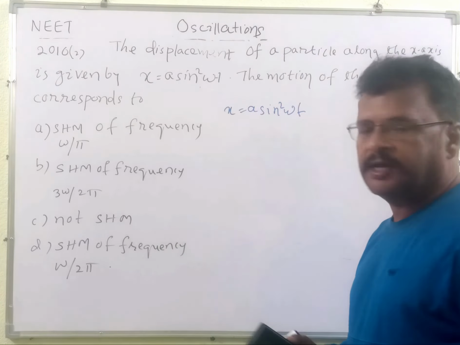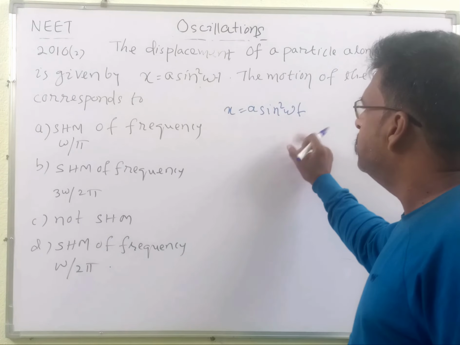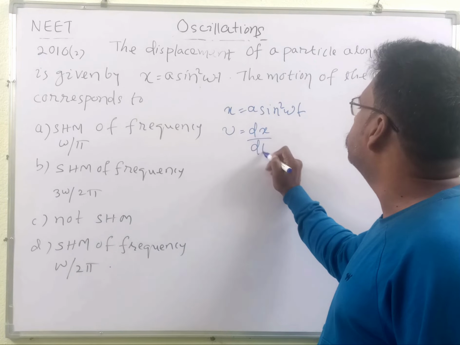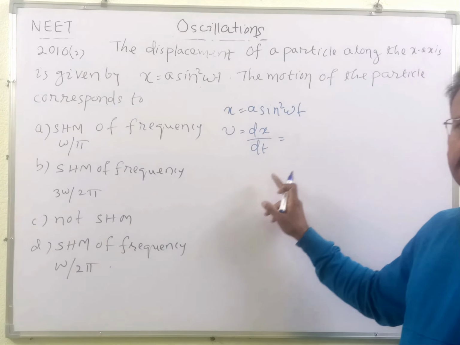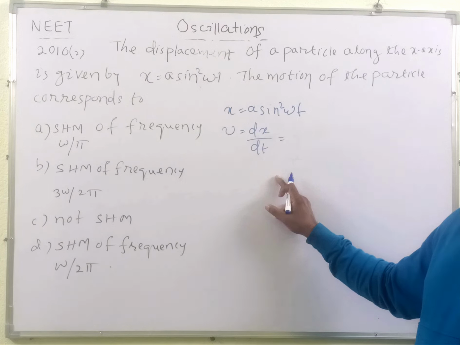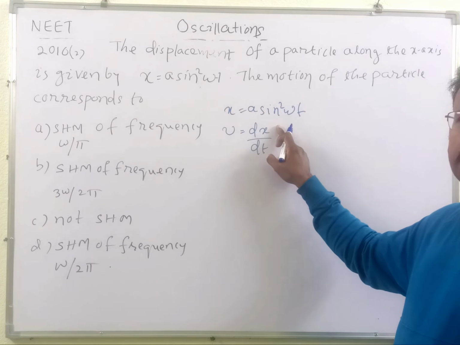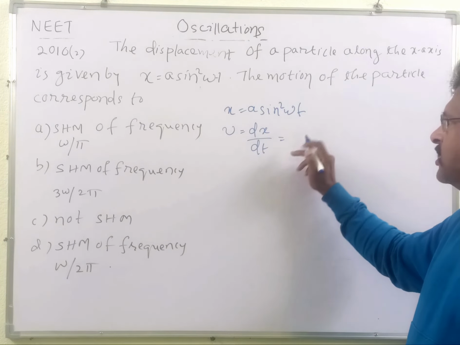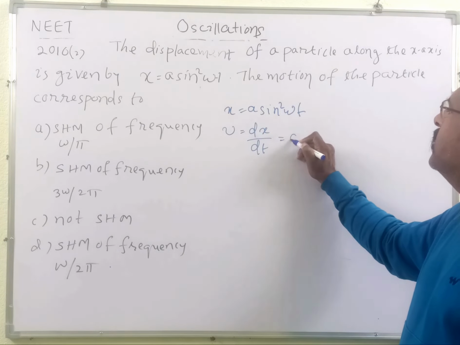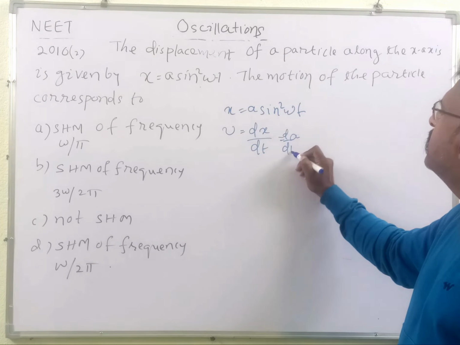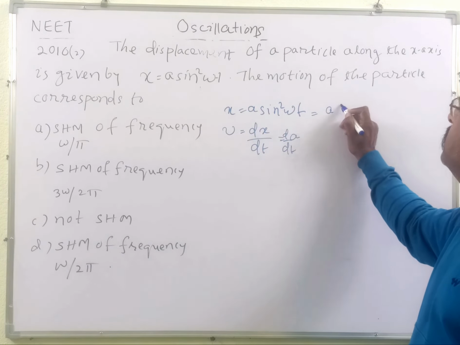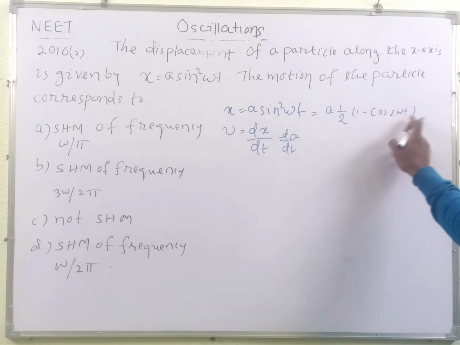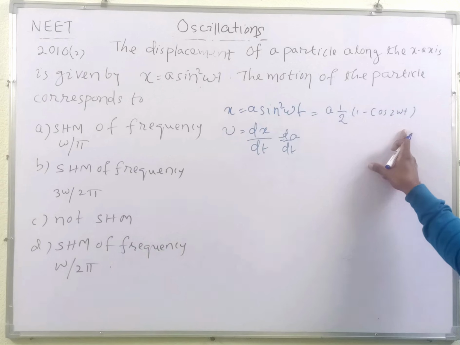So student, it is given x is equal to a sin square omega t. From this we can find out the velocity of the particle dx by dt. We know the velocity is the time derivative of the displacement vector or the position vector, or this is the time rate of change of the position of the particle. So this becomes, student, a d by dt of, we can write this sin square omega t is equal to half 1 minus cos 2 omega t. Okay student, 1 minus cos 2 omega t is 2 sin square omega t.